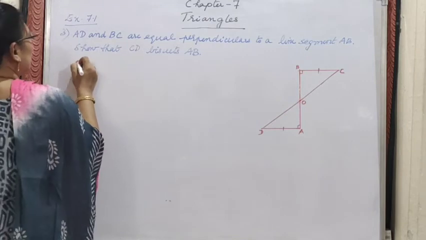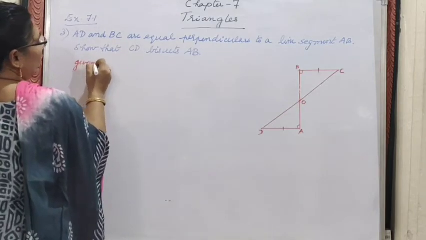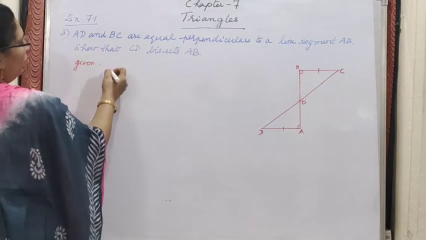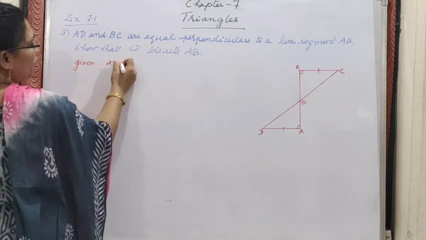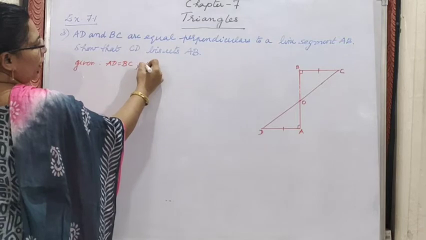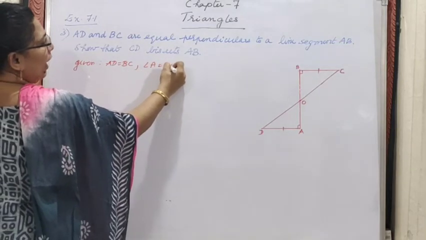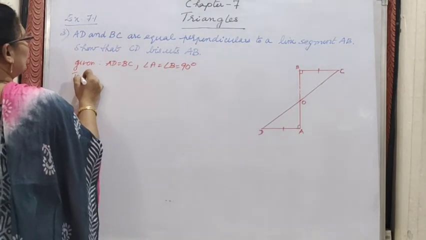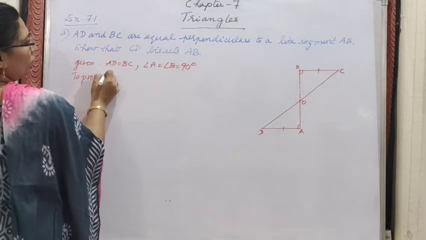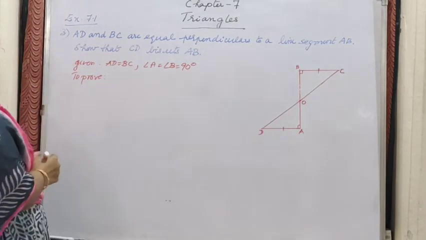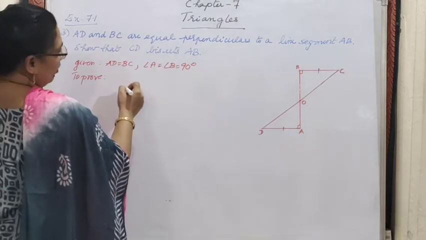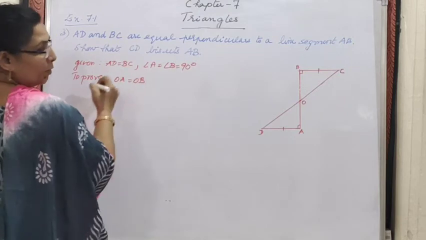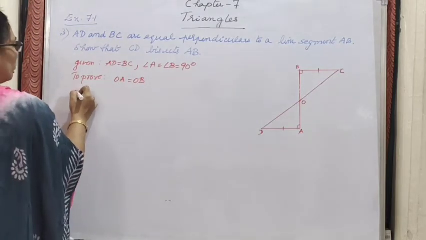Now what is given in the question? AD perpendicular to OA, or we can write AD equal to BC, angle A equal to angle B is equal to 90. To prove: CD bisects AB. CD bisects AB means we should prove that OA equal to OB, right? Now the proof.